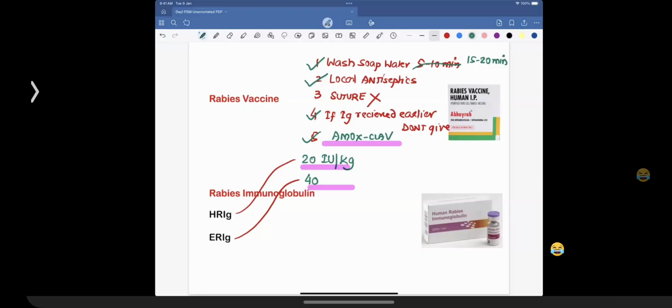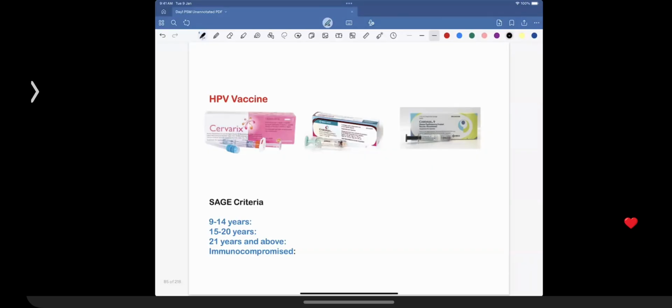Should we give tetanus to such patients? Tetanus toxoid. Yes, suturing if required should be done. Generally, it's not done. Yes, tetanus toxoid should be given, not can be given, should be given to all patients along with rabies vaccination.